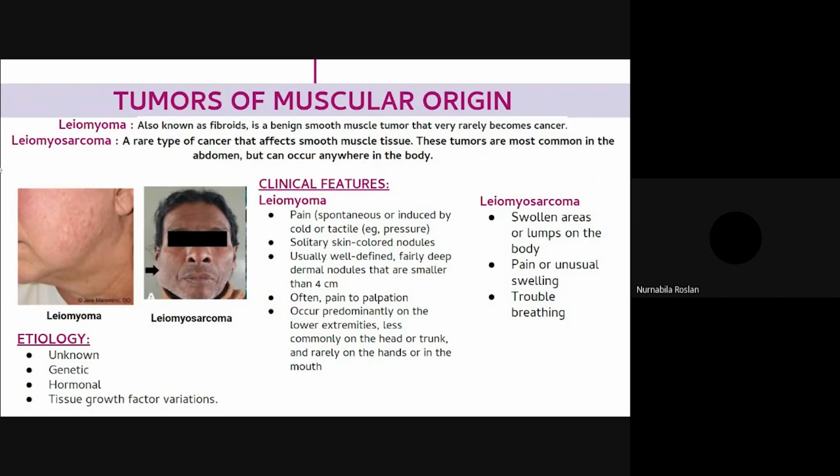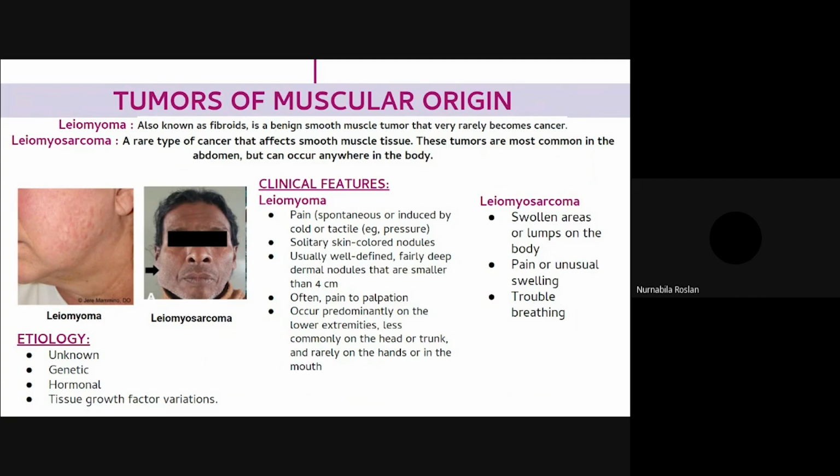So the next differential diagnosis is tumors of muscular origin. There are two tumors of muscular origin, which are leiomyoma and also leiomyosarcoma. Leiomyoma is also known as fibroids, and it is a benign smooth muscle tumor that very rarely becomes cancer. And leiomyosarcoma is a rare type of cancer that affects smooth muscle tissue. These tumors are most common in the abdomen, but can occur anywhere in the body.